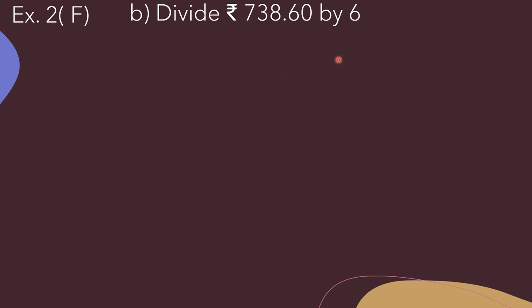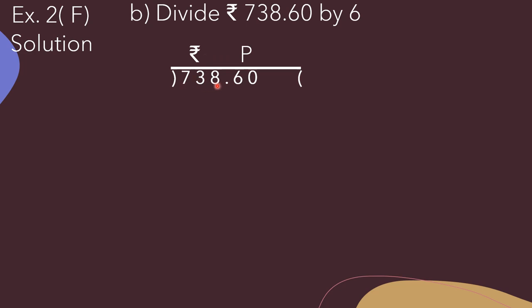Now beta, in B part, it is given divide rupees 738.60 by 6. Here 738.60 is the dividend and 6 is the divisor. So first of all we will write the dividend here. Now we have to write here rupees and paise because 738 are rupees and 60 are paise. Now we have to divide it by 6.